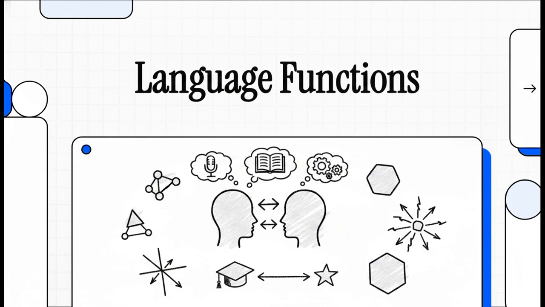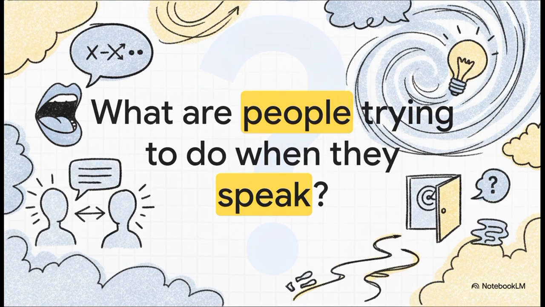So let's get started. Take a second and really think about this. What are people trying to do when they speak? So often, we think of learning a language as just memorizing this giant, static list of grammar rules and vocabulary words. But language isn't a static list at all. It's a dynamic action. Every single time you open your mouth, you have a purpose. You're trying to accomplish something real in the world.